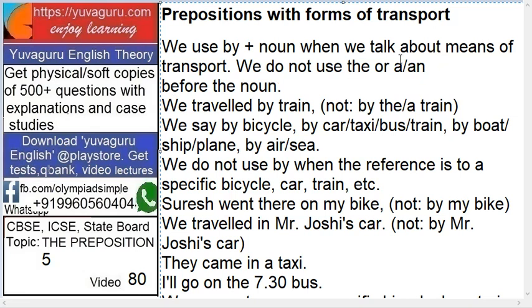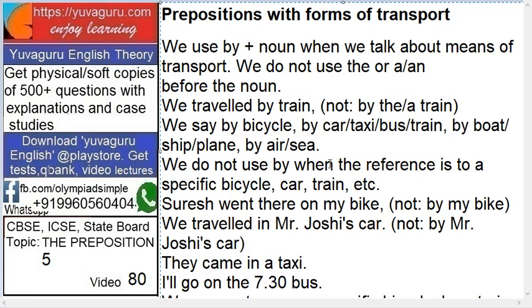What is the or a? These are called articles, right? Watch our videos on articles. So we don't use these articles a or the. Let's see few examples. By plus noun. Okay, we traveled by train. We don't say we traveled by the train. Why? If you say by the train, it means you know some train and then you are talking of that train, right? We say by bicycle, by car, by taxi, by boat, right?